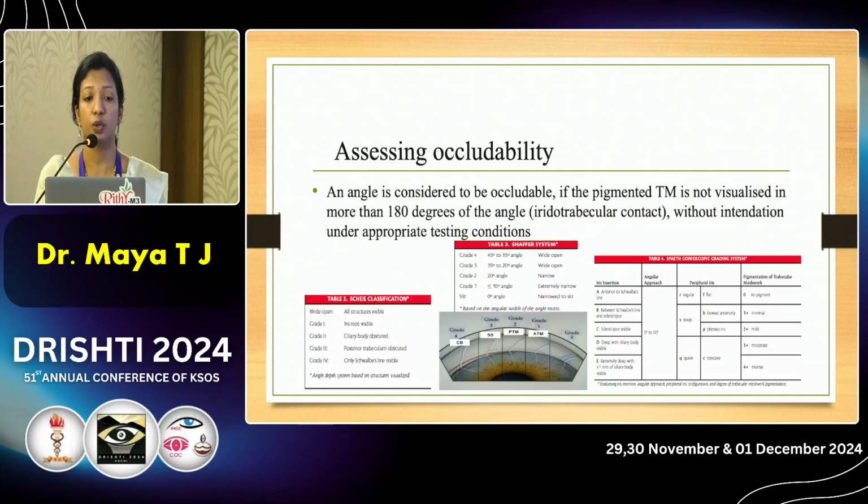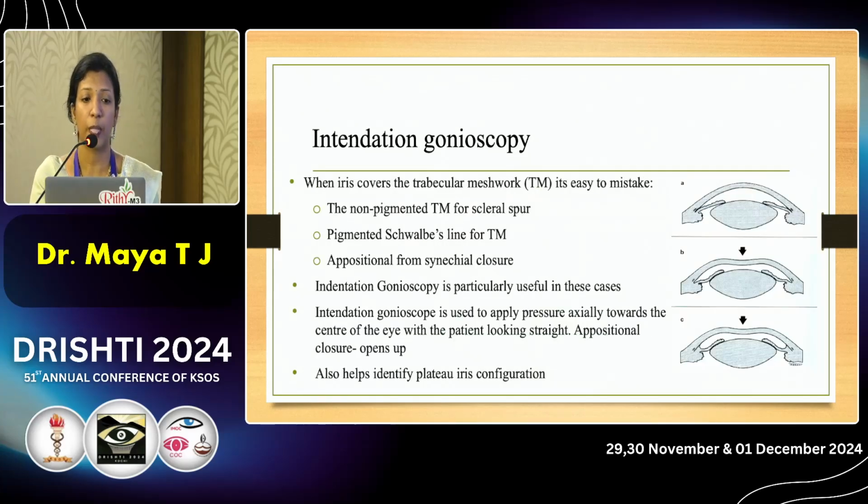Now, assess the occludability. An angle is considered to be occludable if the pigmented trabecular meshwork is not visualized in more than 180 degrees of the angle without indentation under appropriate testing conditions.